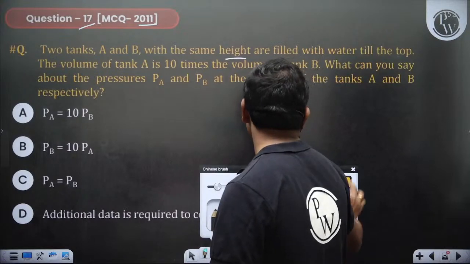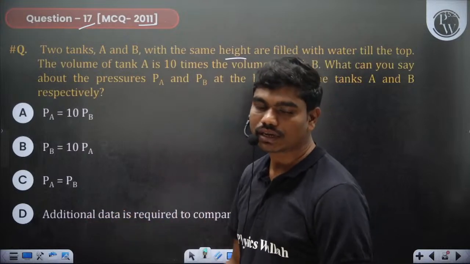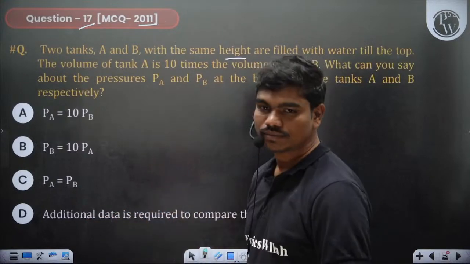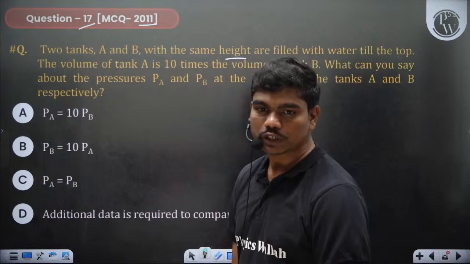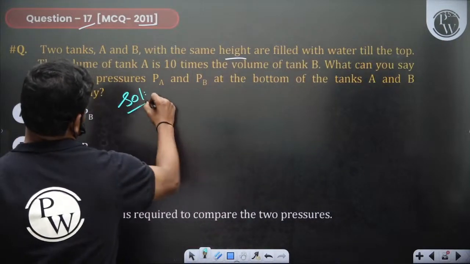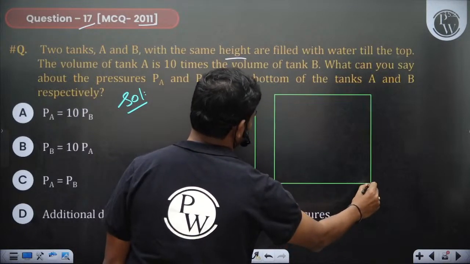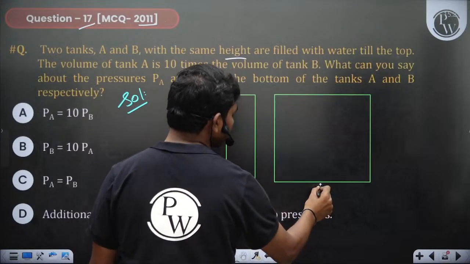You have two tanks. One tank has 10 times the bigger volume, but the height of the tanks is the same in both cases. Then it should be C, obviously, right? So you can see if you have two tanks, both of same height, this is actually called the hydrostatic paradox.